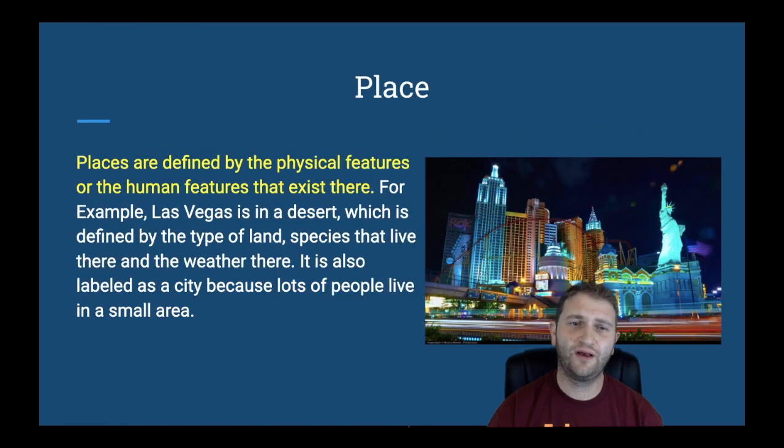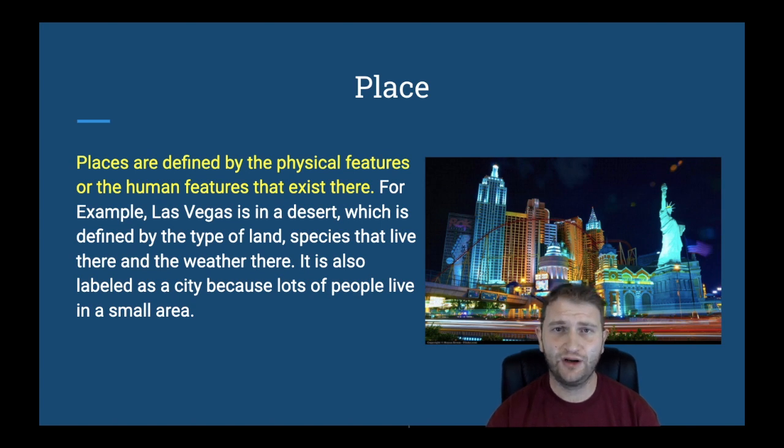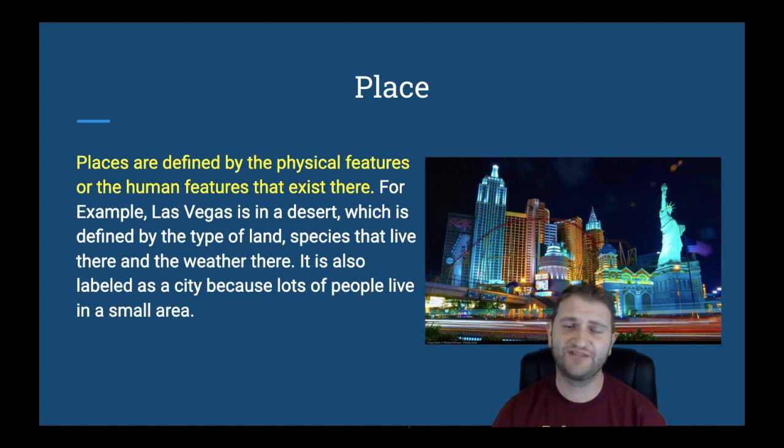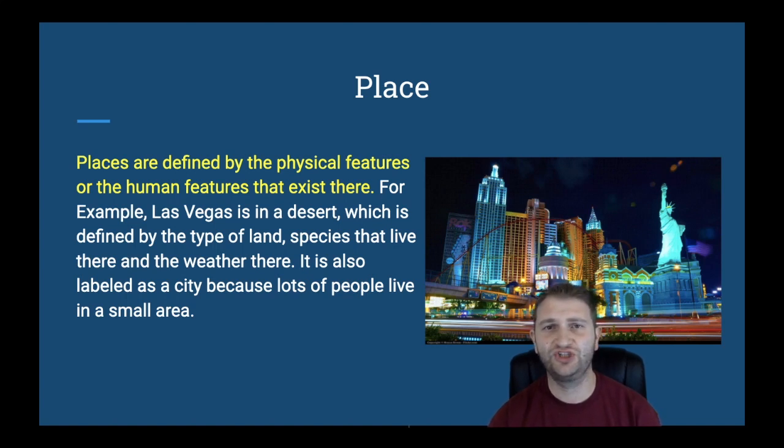Place is defined by the physical features or human features that exist there. So for example, Las Vegas is a desert. We are defining it based off of the type of land that's there. But you would also say that Las Vegas is labeled as a city because lots of people live in a really small area. That helps us sort of figure out what's the difference between a city and a town and a village or a hamlet. All these different things help us determine places.